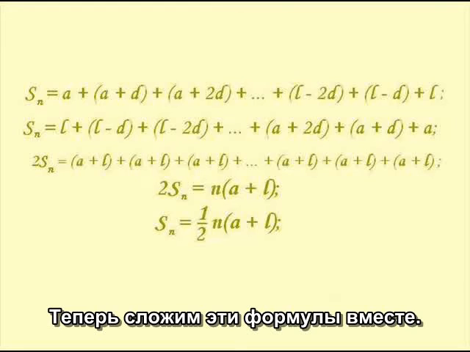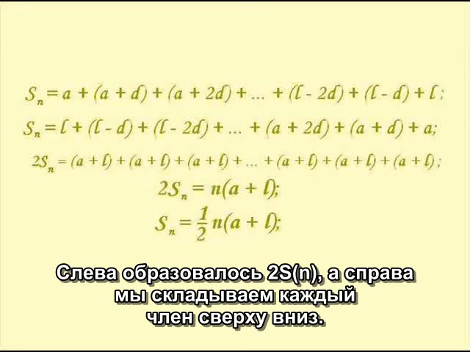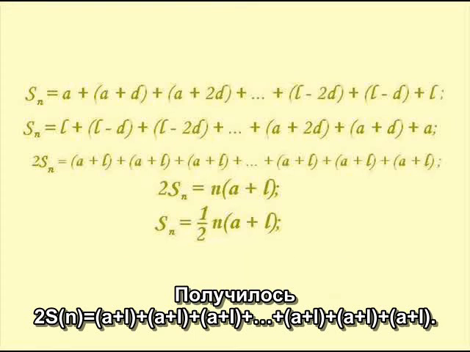We are now going to add these two series together. On the left hand side, we just get 2 times S_n. But on the right hand side, we are going to add the terms in the two series so that each term in the first series will be added to the term vertically below it in the second series. We get 2 S_n equals (A plus L) plus (A plus L) plus (A plus L) plus ... plus (A plus L) plus (A plus L) plus (A plus L).